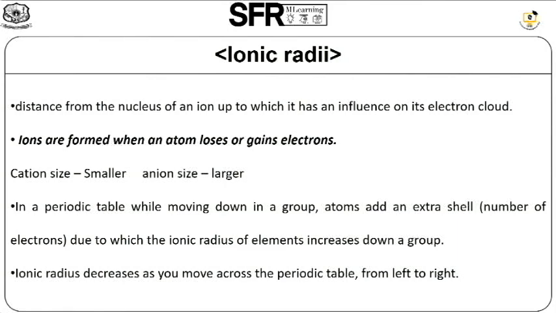In the periodic table, when we move from left to right, the ionic radii also decrease. This is because of the effective nuclear charge. And when we move down the group, the ionic radii increase. This is because of the larger size of the shell, the larger size of the atom.